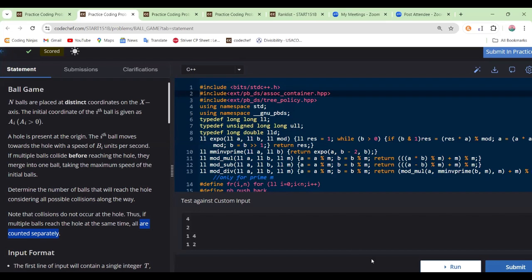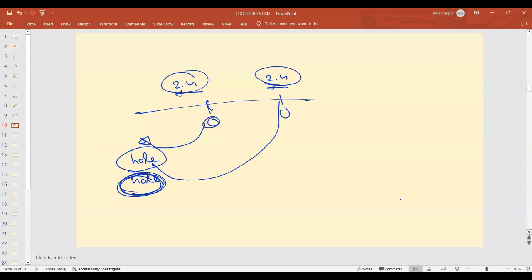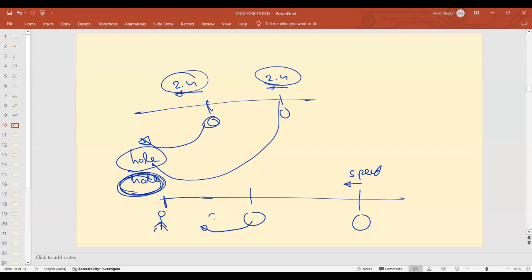Okay, so see, if you have a ball over here and a ball over here, each has some speed. Now this is, let's suppose, the origin. This one is taking 5 seconds to reach the origin, and this one is taking 4 seconds to reach the origin. Will not these two balls collide? Tell me, will not these two balls collide? Because this is taking 4 seconds to reach the origin and this is taking 5 seconds, they will collide now.